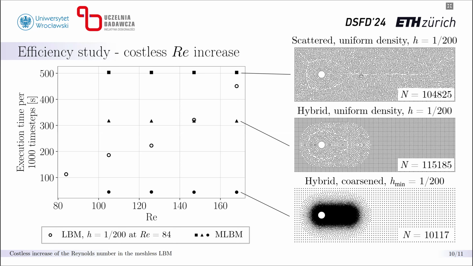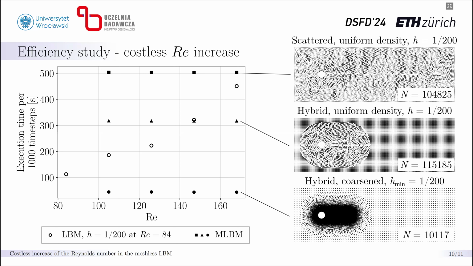In the second scenario, we trade the scattered discretization away from the cylinder to a regular discretization, and we keep the uniform density unchanged. In the third scenario, we additionally coarsen the discretization away from the cylinder and its wake, and this discretization is actually the one used for the Strouhal number calculations presented earlier.